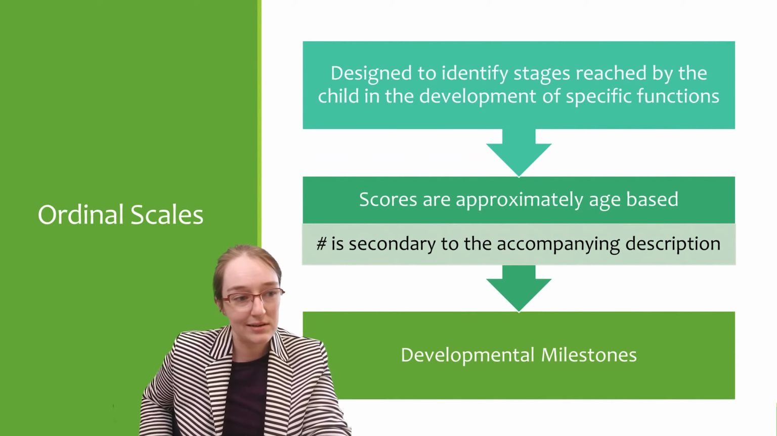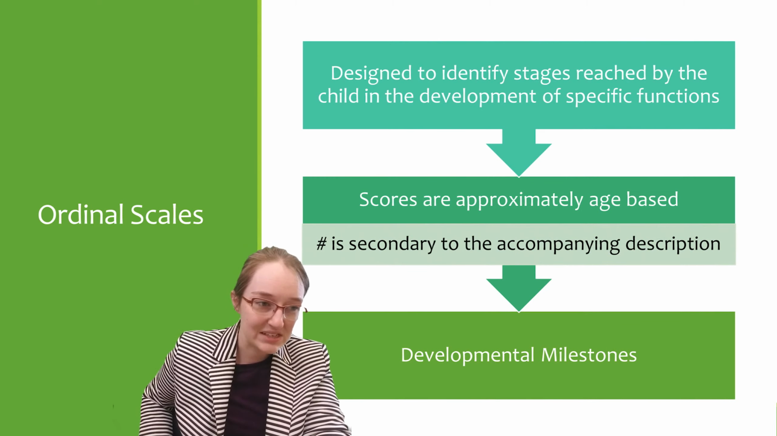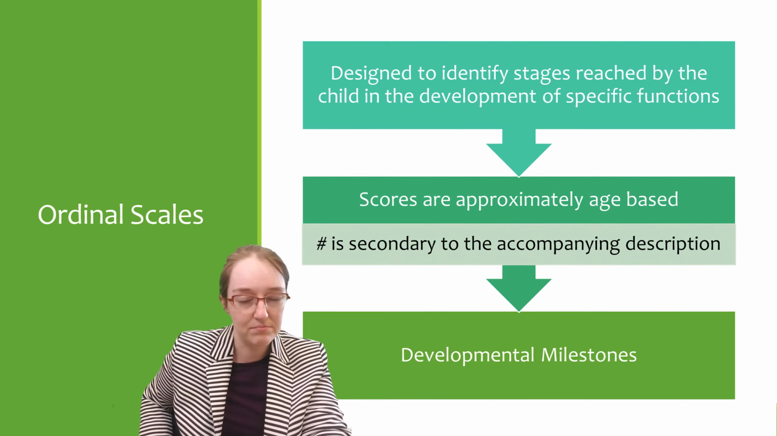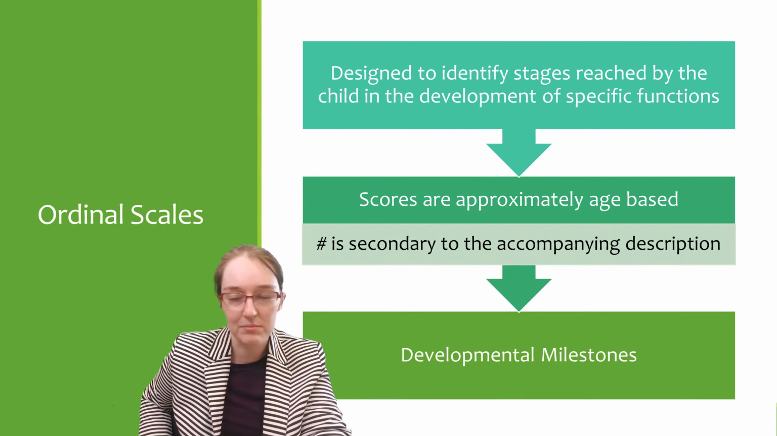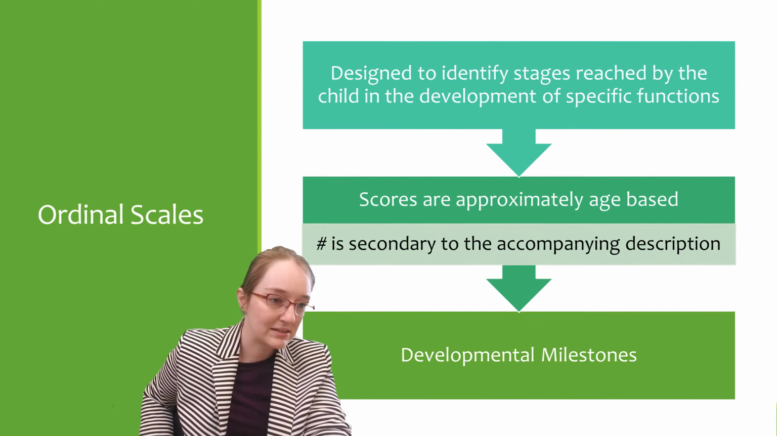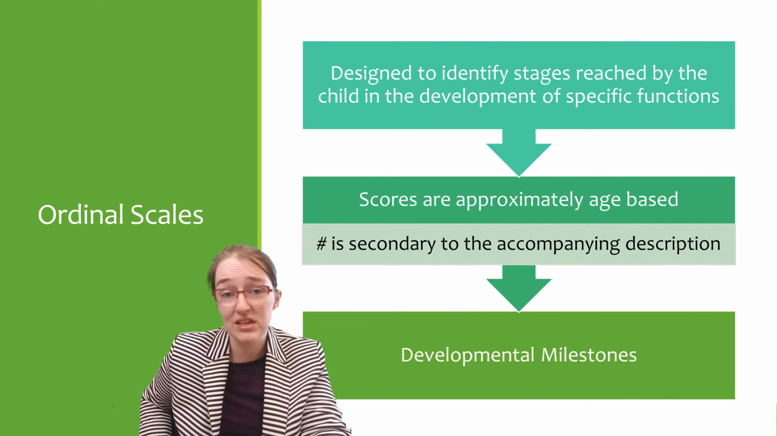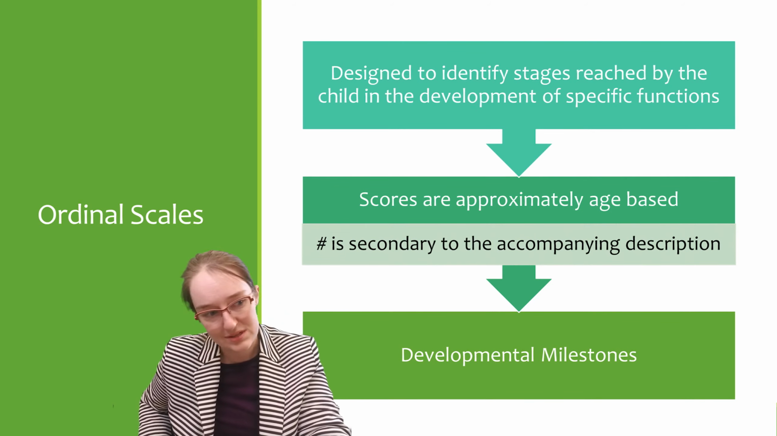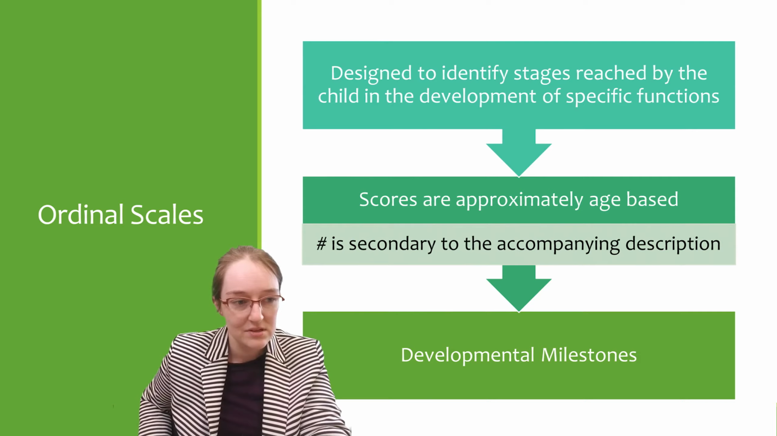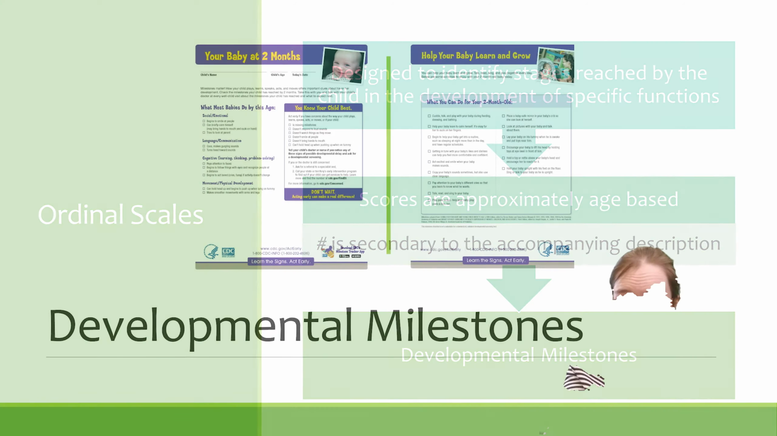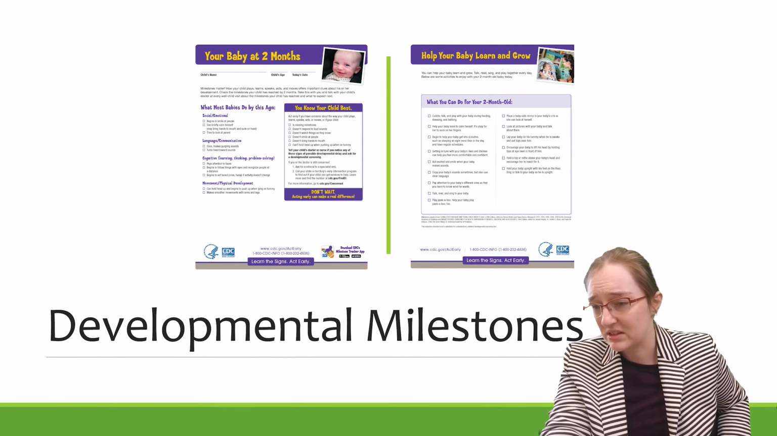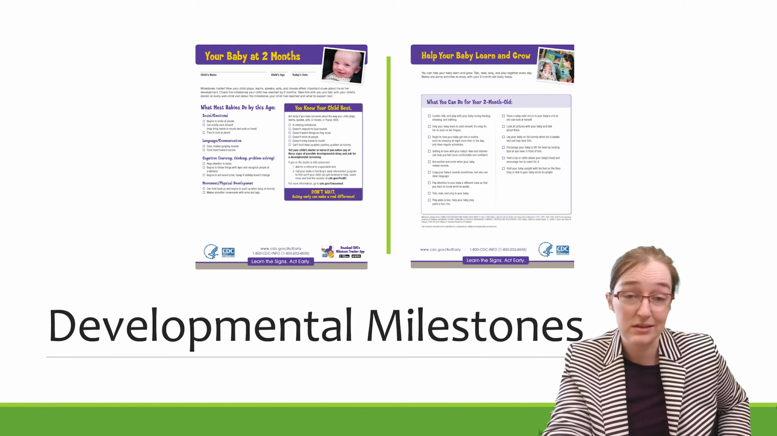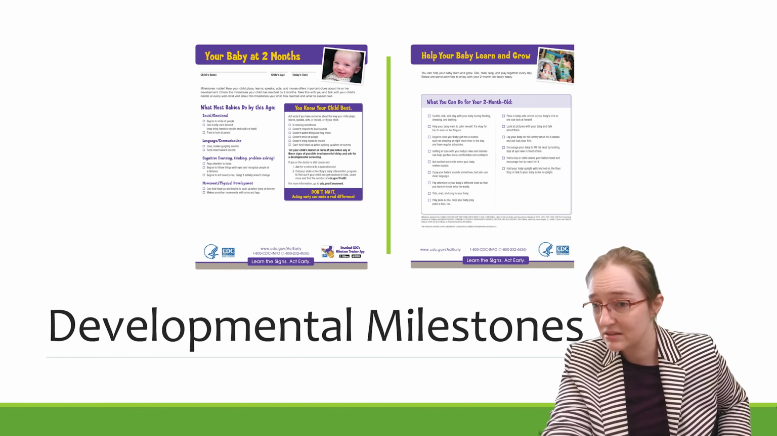The function here is that they're designed to identify stages reached by the child in the development of specific functions. The classic example is developmental milestones. And you can essentially give scores that are approximately age-based. And frankly, the number you assign to them is really not that important, rather than the accompanying description. So as I've shown here, there are various milestones. I'm going to upload these so you can actually zoom in.